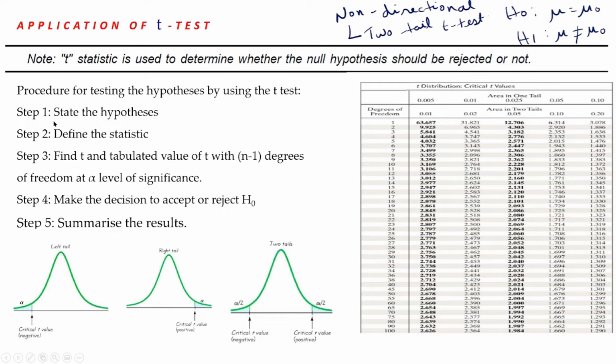Now here is the procedure for testing the hypothesis using the t-test. The first step is to state the hypothesis. We have to state the null hypothesis H naught, say mu equal to mu naught, and the alternative hypothesis H1, say mu not equal to mu naught. And then the second step is to define the statistic, that is, we have to find t.